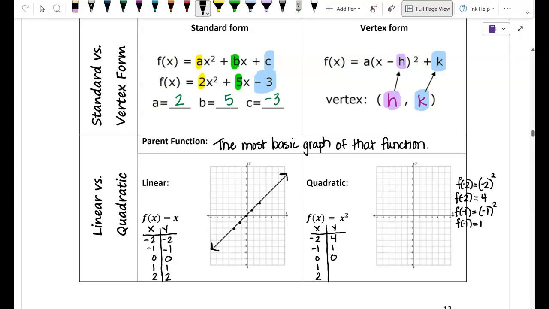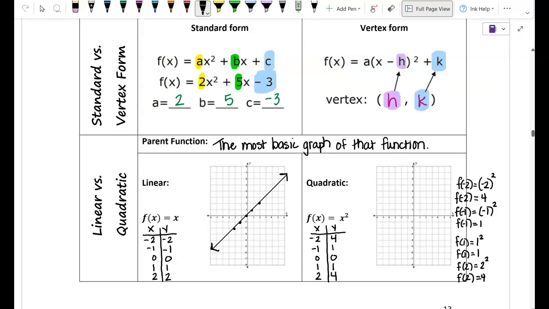0 squared is 0, so it doesn't change signs. We don't have to worry about that. 0 is neither positive or negative. And then f of 1 equals 1 squared. So f of 1 equals positive 1. And f of 2 equals 2 squared. So f of 2 equals 4.